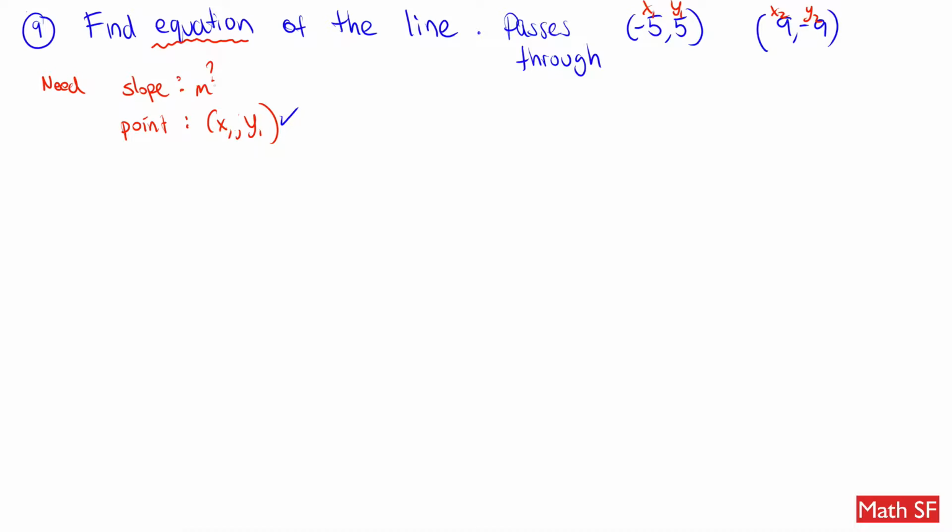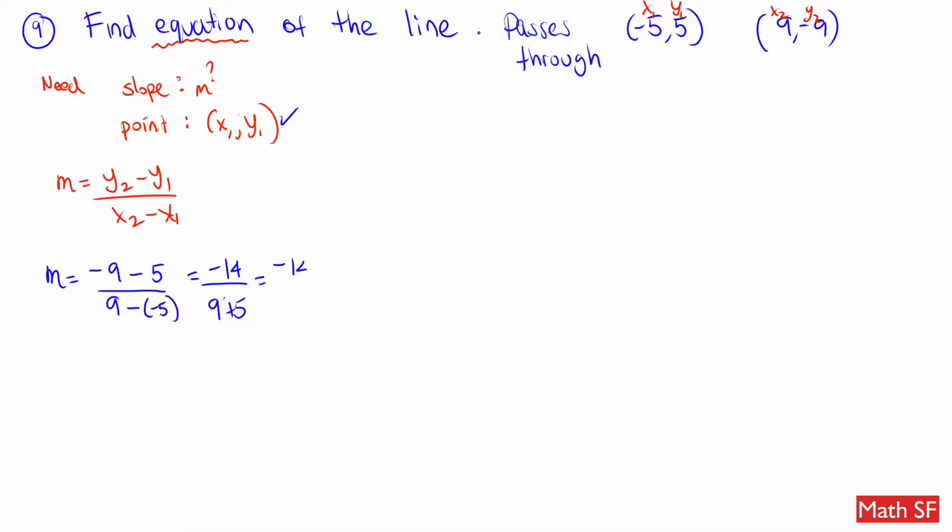So how are we going to find the slope? Remember that you can find the slope in different cases. Actually, you are given 2 points. So when 2 points are given, you can find the slope by using the slope formula, which tells you that m equals y2 minus y1 over x2 minus x1. Using that, I'm going to have m equals negative 9 minus 5 over 9 minus negative 5. Let's see what we're going to get there. So I'll have negative 14 over 9 plus 5, which is negative 14 over 14. That gives you that m equals negative 1. So now you have the slope.